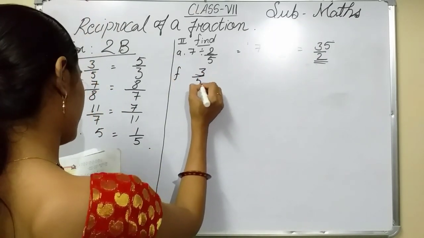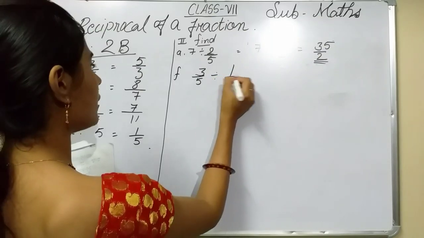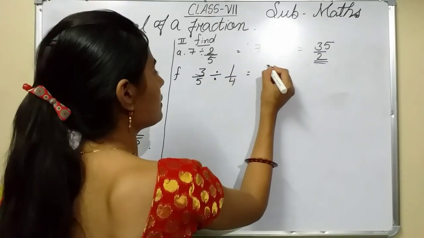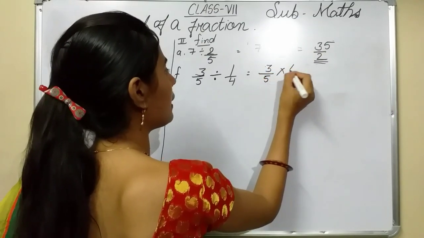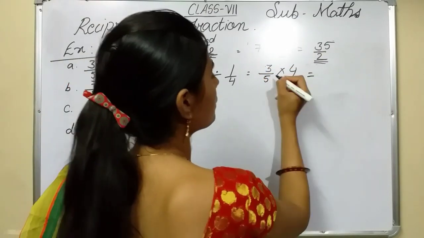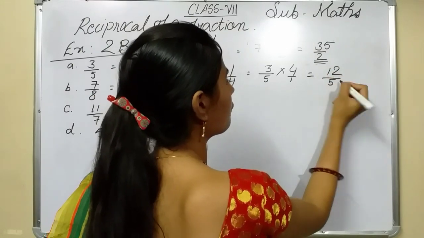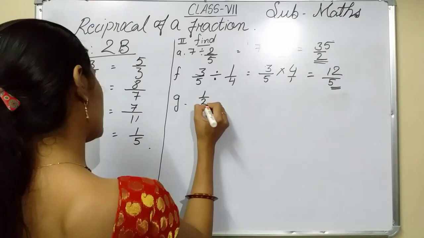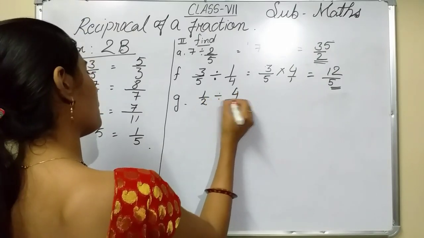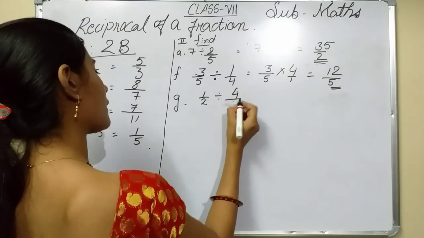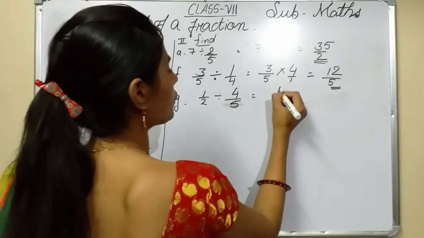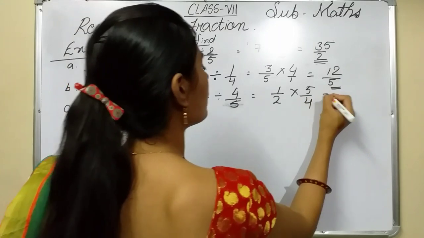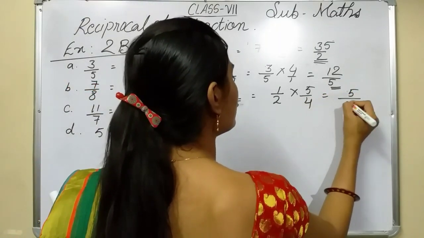F. 3 by 5 divided by 1 by 4. Here you have to change it. That is 3 by 5 multiply by 4 by 1, that is 12 by 5. G. 1 by 2 divided by 4 by 5. So 1 by 2 multiply by 5 by 4, that is 5 by 8.